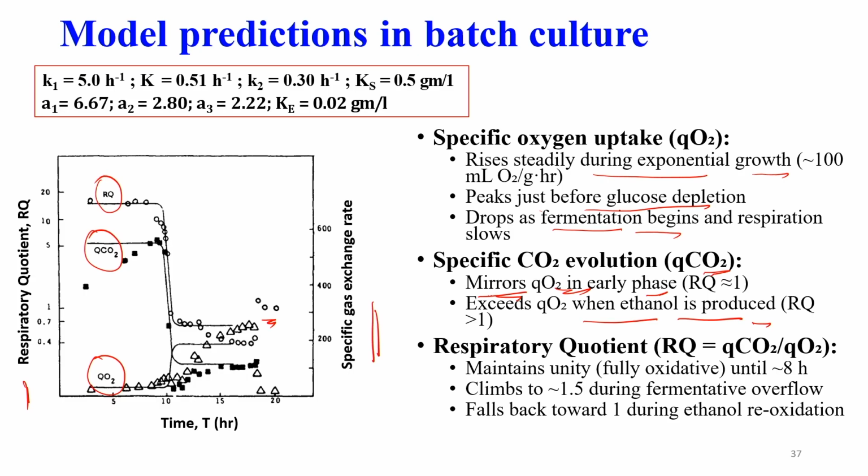Similarly, the RQ maintains unity during the fully oxidative process, climbs to 1.5 during fermentative overflow, and again falls back towards 1 during the ethanol reoxidation. So it is like here and further it goes here. So we are able to see the predicted profiles of QO2, QCO2 and RQ as well. This was the example in the batch culture.